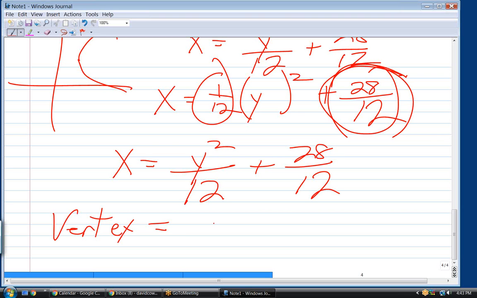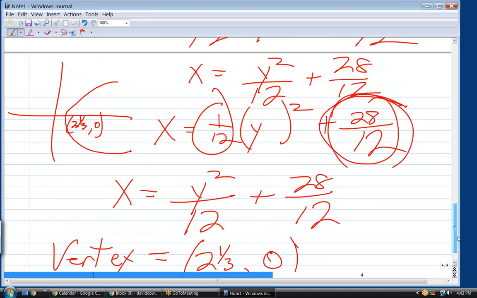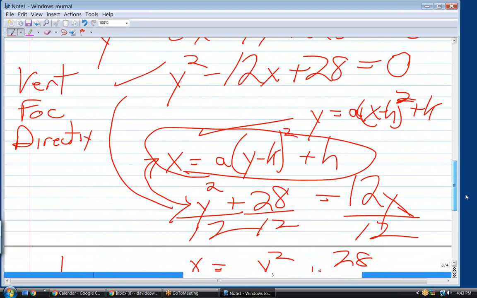0, comma, well, the x coordinate is 2 1/3. Let's see. Yeah, 2 4/12. The y coordinate is 0 because there's no k. In other words, this should be our graph. And this point right here is 2 1/3, comma 0. Okay? Now, it's always good to be able to check these.